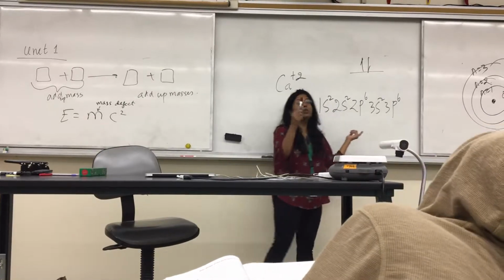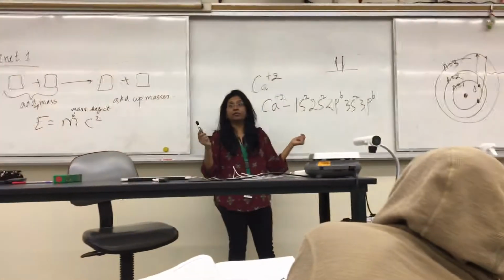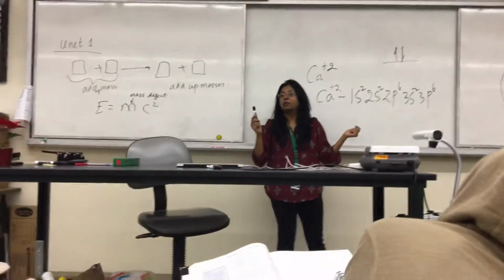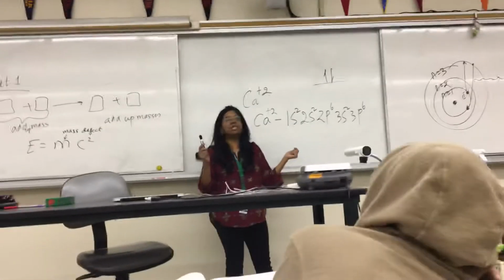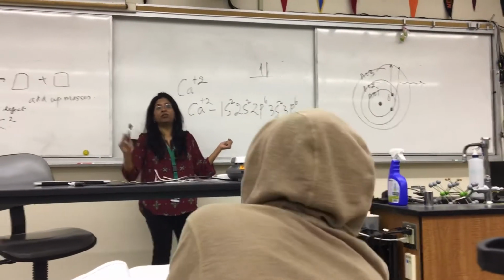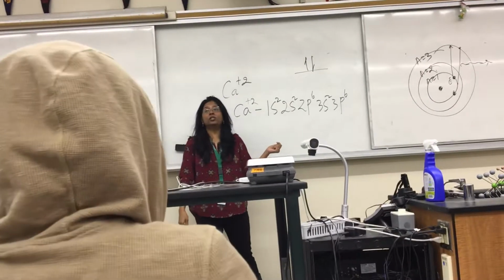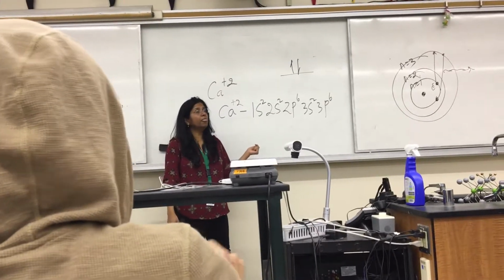Okay, so you always lose from 4s and then the 3d. Sounds good? So you always lose from the s and p orbitals first. Correct. Because they are the valence electrons, they're the outermost orbit, even if 4s is lower energy than 3d, always. Good. Any other questions? No?